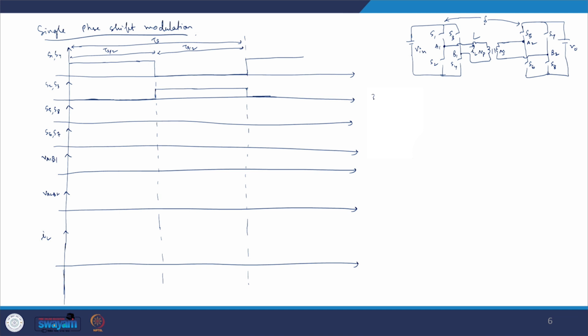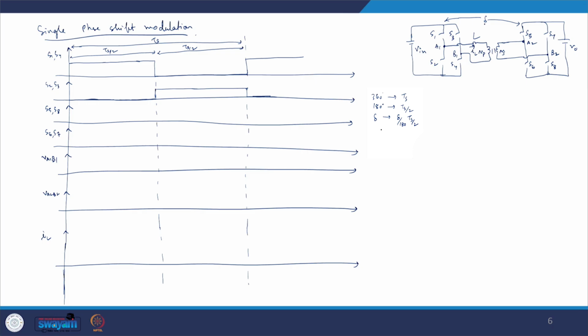If there is an angle of 360 degree, it corresponds to the time period Ts. That means if there is a phase shift of 180 degree, then that indicates the time period of Ts by 2. Similarly, a phase shift of delta means we have a time delay of delta by 180 degree into Ts by 2.